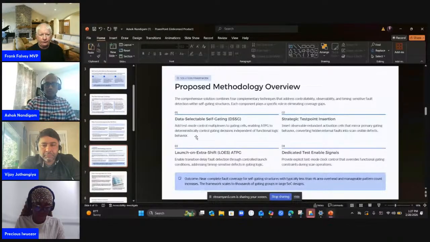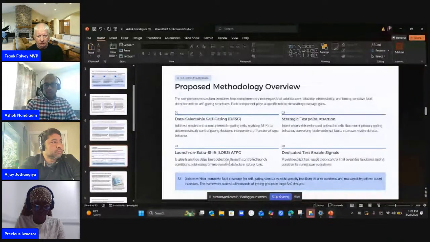So the first thing is we have to have a self-gating cell here, and the second step is to add a test point, which is nothing but the observation flop, to test the clock gating cell. And then there are different techniques, like launch on extra shift, as we call it in ATPG, which has better control to test the particular defect in the clock gating logic. That will help cover the functional gating constraints.